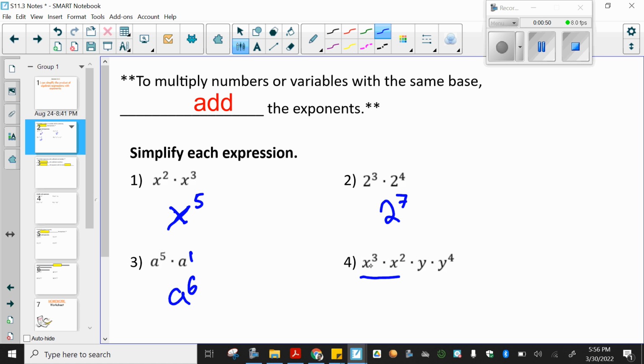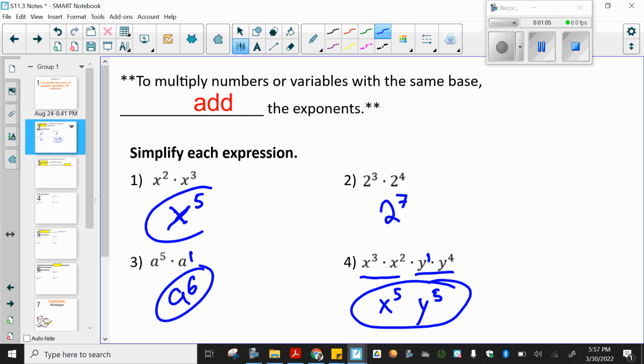Here we have these two. X to the third times x squared. We're going to write x. 3 plus 2 is 5. Then we're going to write y. And y to the first times y to the fourth. 1 plus 4 makes 5. We're going to have x to the fifth, y to the fifth. Alright?